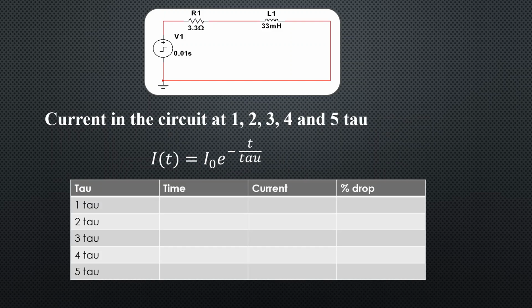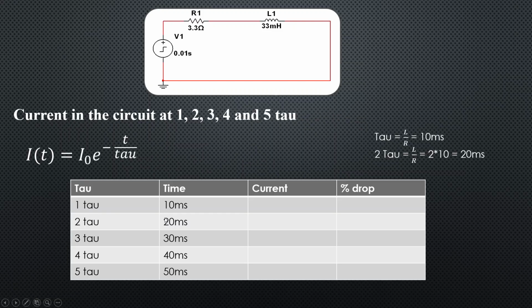Okay, so here's a table which we are going to fill. We have to find the current at different tau, 1, 2, 3, 4, 5 tau. And what is 1 tau? You can easily see from this formula that L upon R is equal to 10 milliseconds. For 2 tau, we multiply 2 by 10, which is 20 milliseconds. So whatever the current at 20 milliseconds is, that is the current at 2 tau. Same scenario for 3 tau, 4 tau, and 5 tau. Okay, how I calculated this current, I will show you.